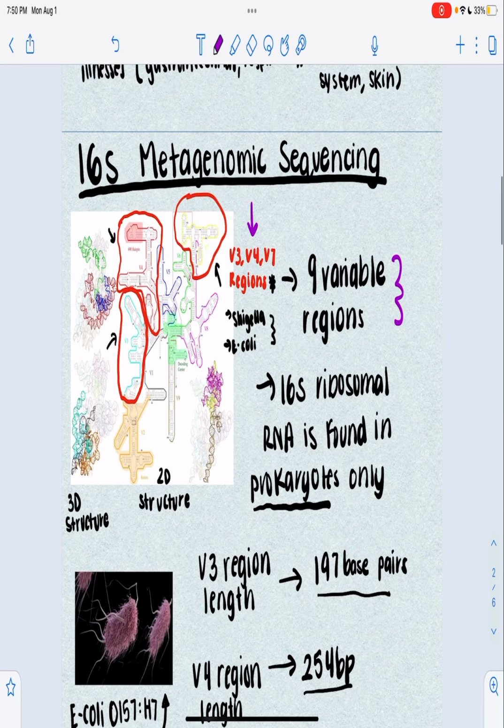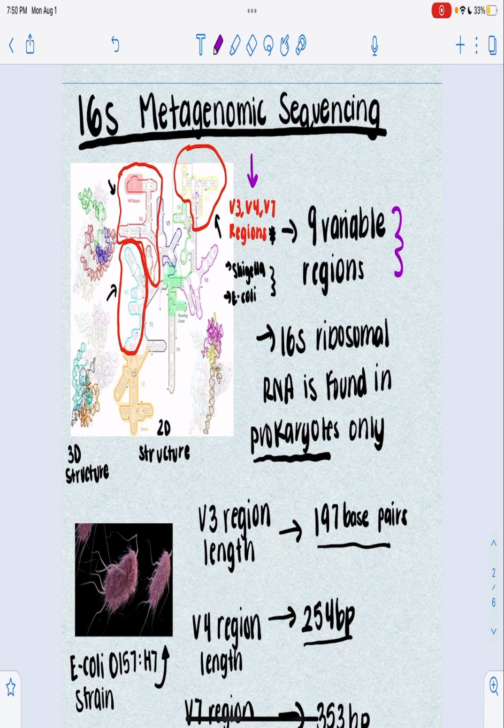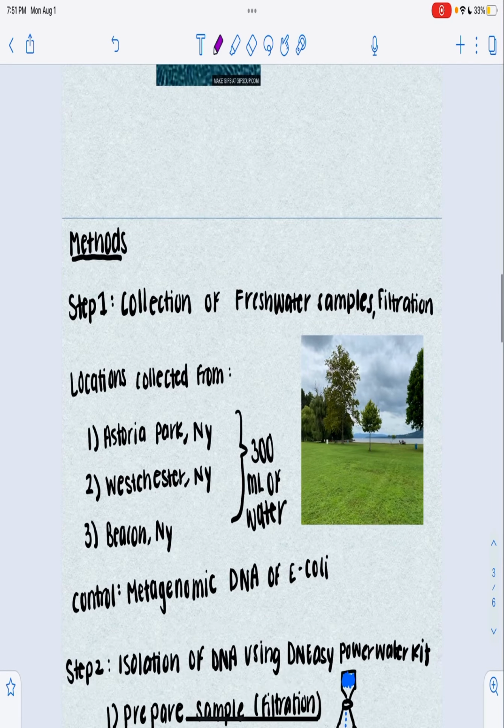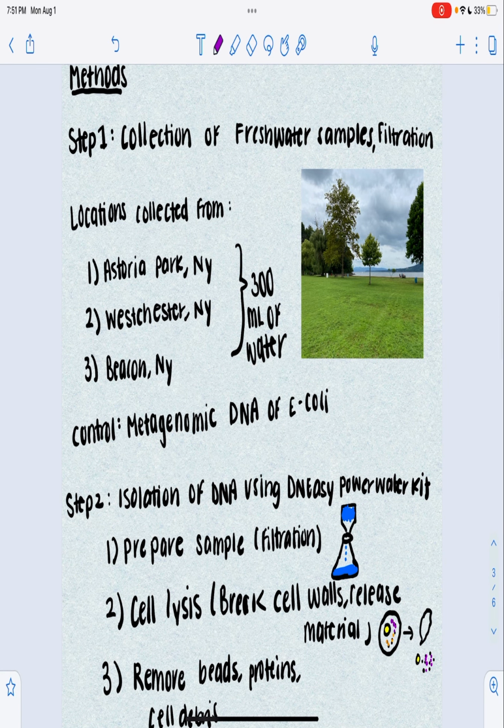So essentially what my project involves is 16S metagenomic sequencing, which is looking at the 16S ribosomal RNA, which is a structure that is found only in prokaryotic organisms, such as bacteria, but not in us since we are eukaryotic organisms. And it looks at 9 regions. Since this structure is actually highly conserved, it has 9 regions that differ based on the type of organism that you are looking at. And from there, using specifically the V3, V4, and V7 variable regions, we're going to try to identify the specific type of bacteria that is present.